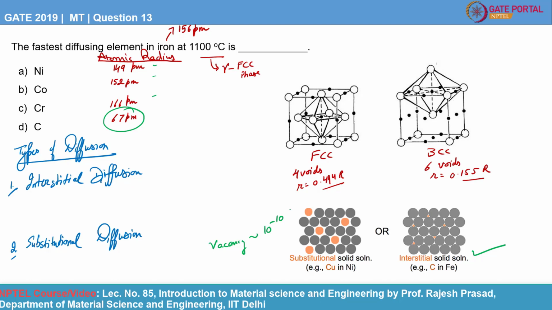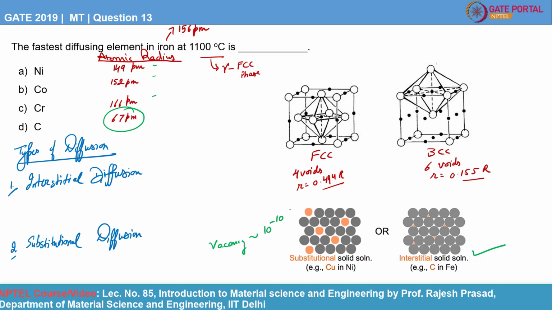So it leads to a general relationship: interstitial diffusion is generally faster than substitutional diffusion. This is related to the fact that the probability of finding a neighboring vacant interstitial site is much higher than the probability of finding a neighboring vacancy for substitutional diffusion. So the answer for this problem, which asks for the fastest diffusing element, is carbon, by virtue of its size and its diffusion mechanism. The diffusion mechanism carbon follows is interstitial diffusion.